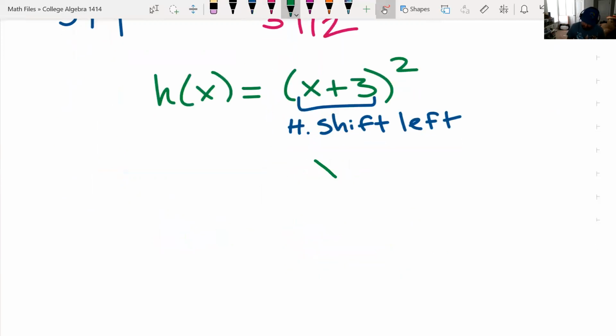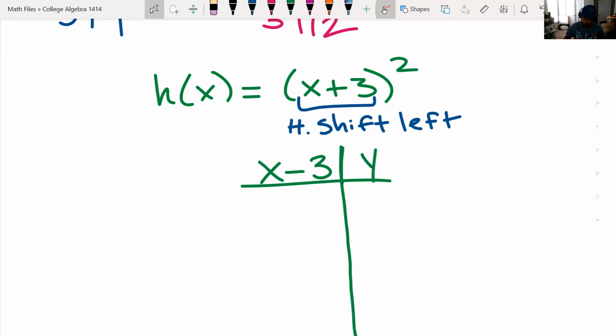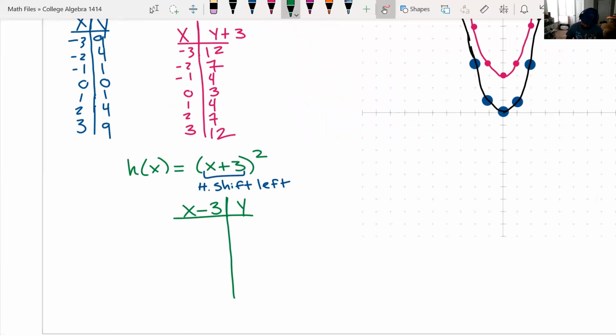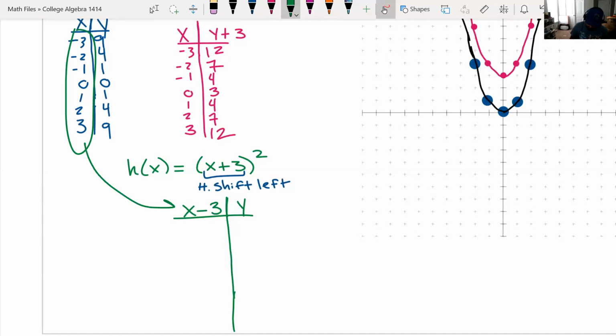So let me make my little XY chart. When I make my XY chart, since we're taking the x values from the parent function and shifting them left 3, this means we are subtracting 3 from all the parent function's x values. So my XY chart should look like this. And since it's a horizontal shift, it only affects the x values, so my y values will stay the same. So now, all we have to do is take all of these x values from the parent function and subtract 3 from all of them.